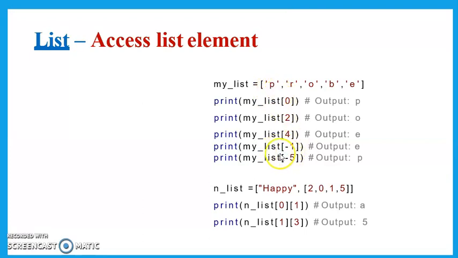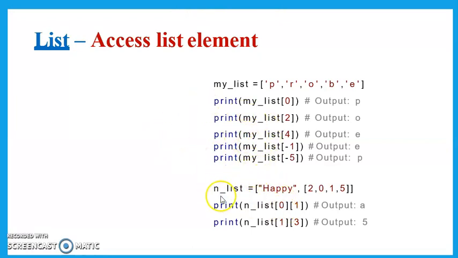So likewise, print(my_list[-1]) will output the character E, because in the -1 index the E character is available. So this statement will output E. Then in this statement, my_list[-5], -5 represents P. So this statement outputs P as an output character. In this way we can access the list elements.